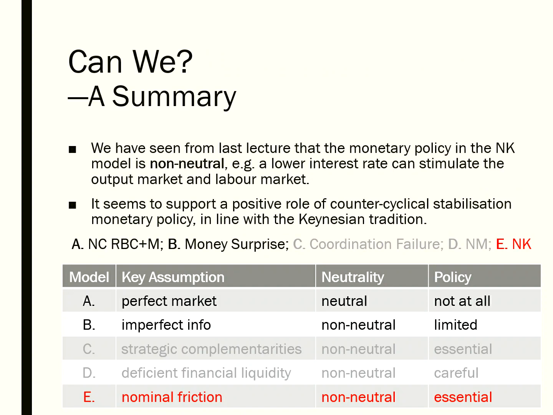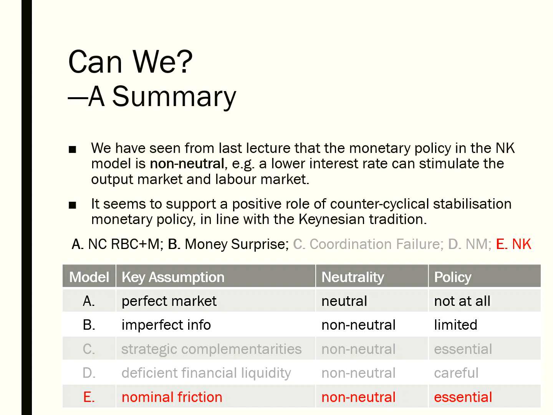Now let's try to answer the first question, can we stabilize the economy? This is a summary table I have already shown you in one of the previous lectures, before we have derived the new Keynesian model's conclusions. We will repeat this summary table again here because now we have already derived all the conclusions formally of the new Keynesian models, and this is a good summary of all the models we have covered so far.